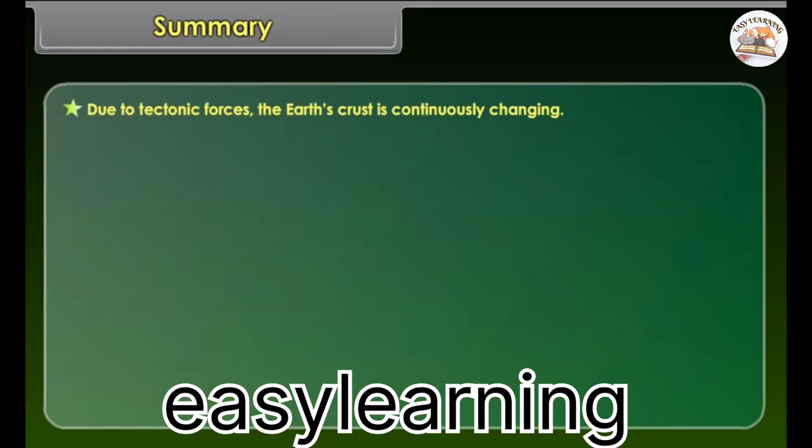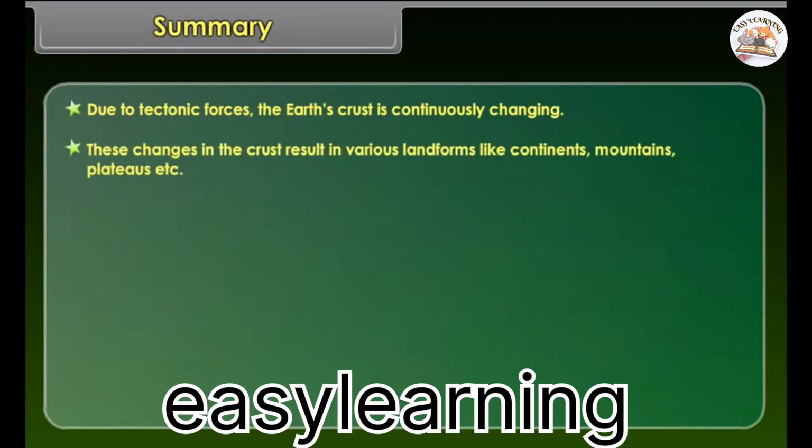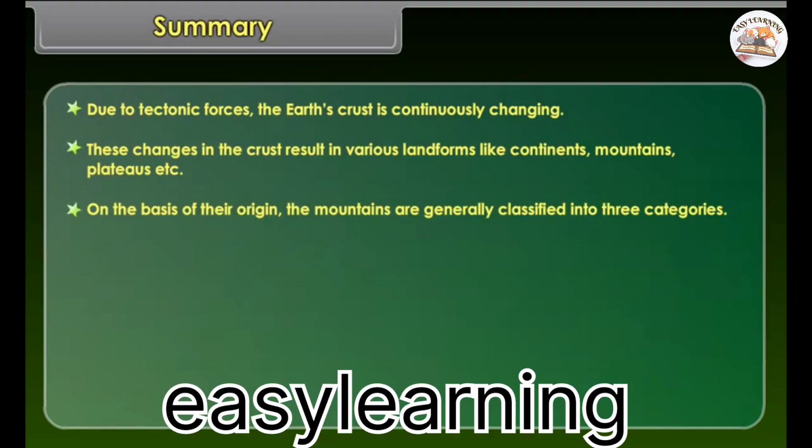Islands. Due to constant deposition on the ocean floors, sometimes small land masses rise above the surface of the ocean water. They are called islands. They are formed due to coral deposition or volcanic deposition.